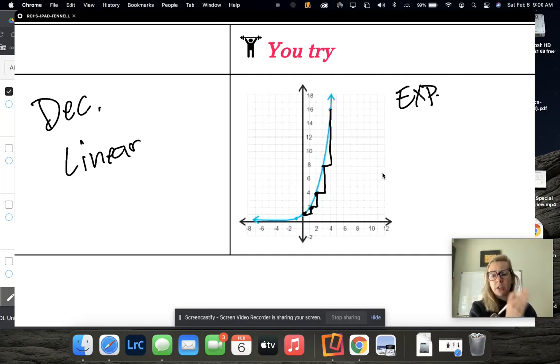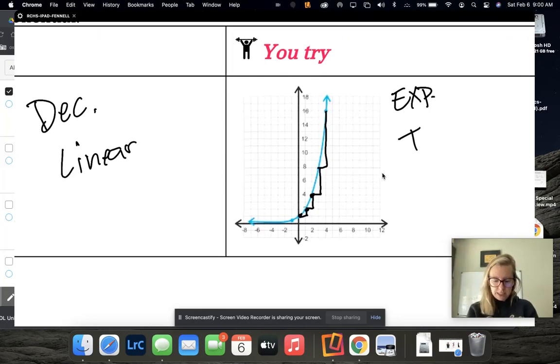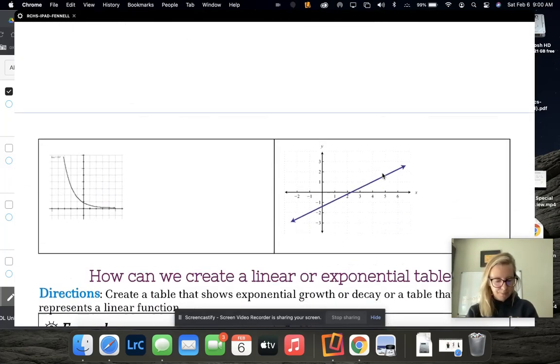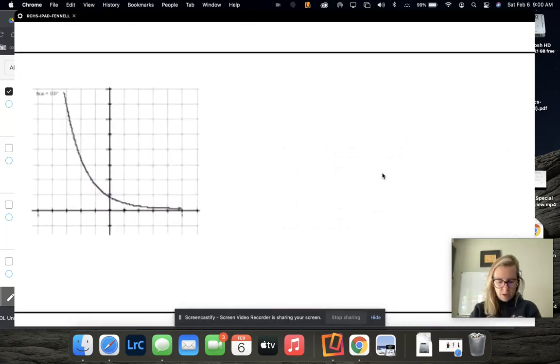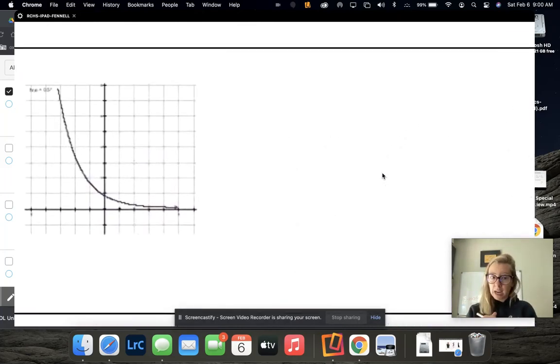And as I read this function from left to right, what are my y values doing? They're going up and up and up. So this is increasing. Again, as I read this function from left to right, my y values are increasing. All right, let's look at this next one. Okay, I see a curve, so I'm thinking exponential because the distance between this point and this point is not the same as the distance between this one and that one, right? So this height is bigger than that height, meaning that this does not have a constant rate of change. Also, it's curved, so it's exponential.